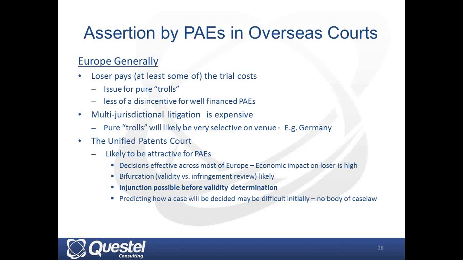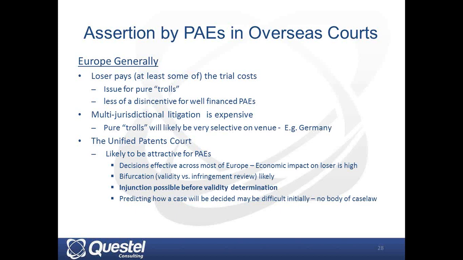The Unified Patent Court, I just mentioned that we're unlikely to see activity through most of 2015, but it may come into effect towards the end of 2015. That's likely to be fairly attractive to PAEs for the reasons mentioned. Decisions are effective across Europe, so there's a significant impact economically on the loser. Bifurcation, separation of validity and infringement proceedings, is likely. The Unified Patent Court is based principally on the German model, where bifurcation is in effect. Injunctions are also possible. They're more likely in Europe, certainly, than in the US following eBay. And with bifurcation, we can see injunctions before validity is determined in a separate court. So that's a really strong lever for PAEs and trolls to use.